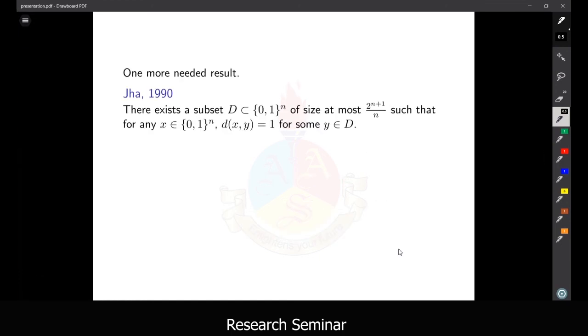And we will need one more result. It is from Cohen from 1990. So it claims that there exists a subset D of the hypercube of size at most 2 to the power n plus 1 divided by n, such that any point from our hypercube is at distance 1 from some point from our subset D.